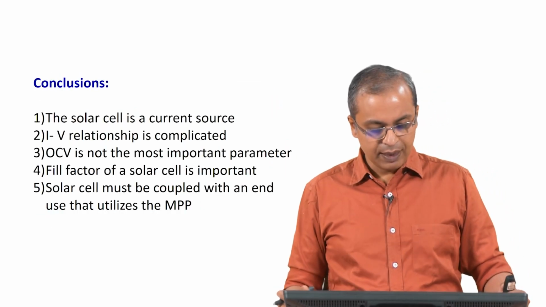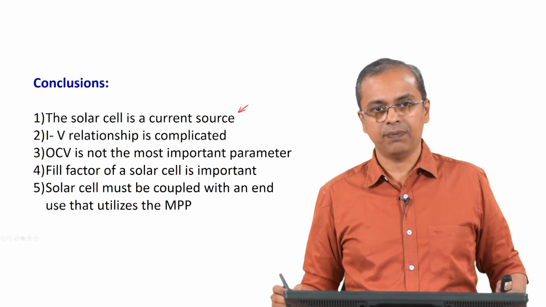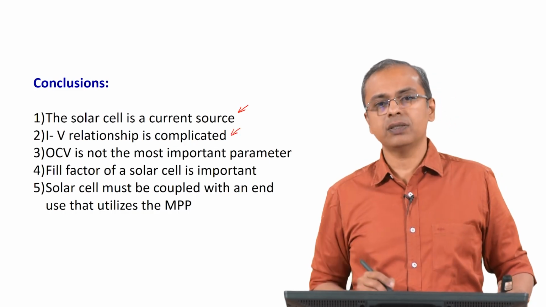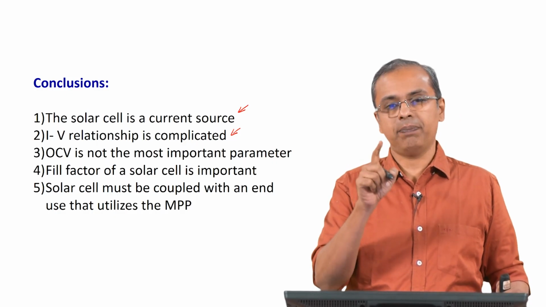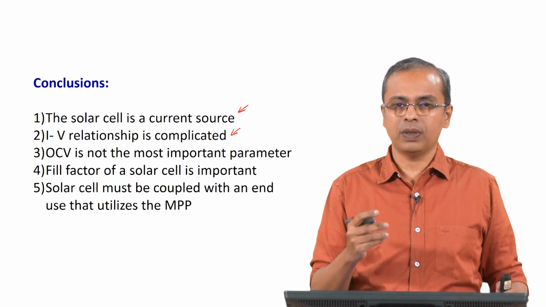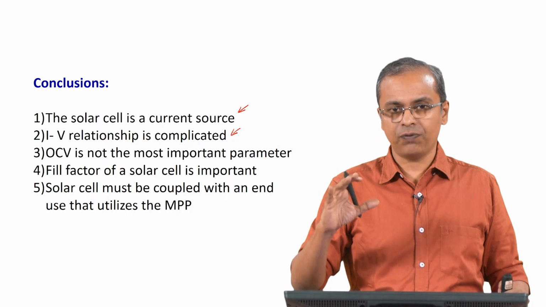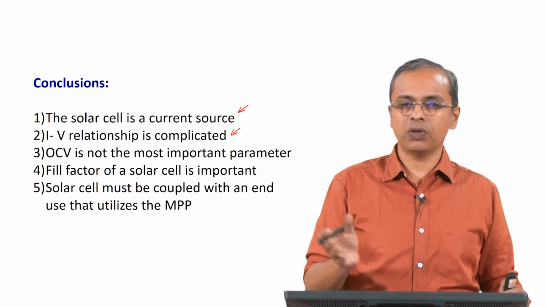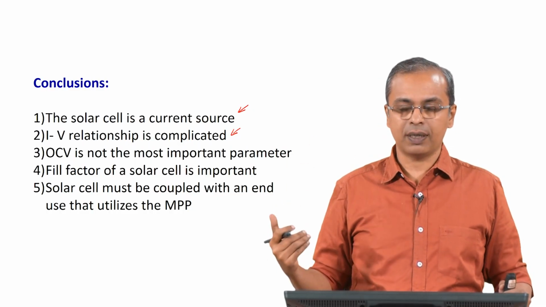Just to sum up, the solar cell is a current source. That is one point that we would like to remember. The IV relationship is complicated. Incidentally, I will also point out that in the IV relationship we did not see the band gap, EG, show up, and that is primarily for two reasons. The band gap sets the upper limit for what you can get as the open circuit voltage, but since you have all these other events going on like recombination, it is not directly impacting your voltage.